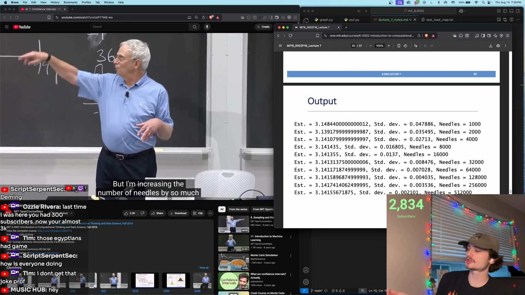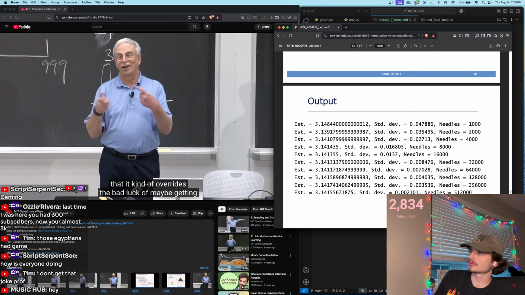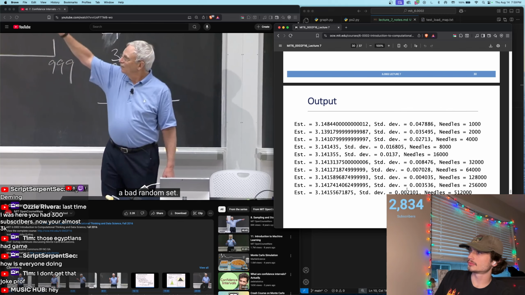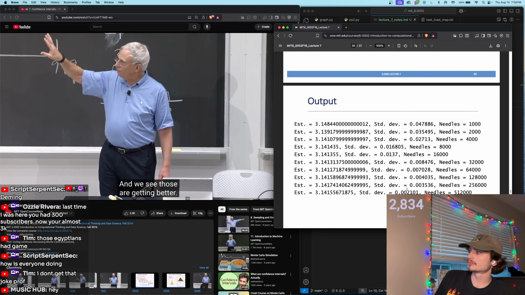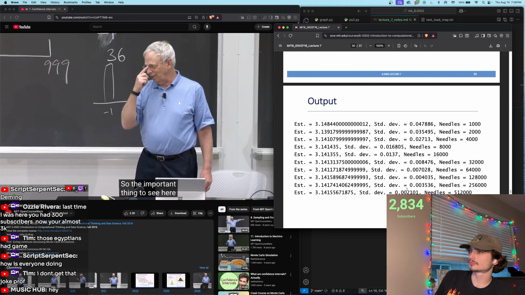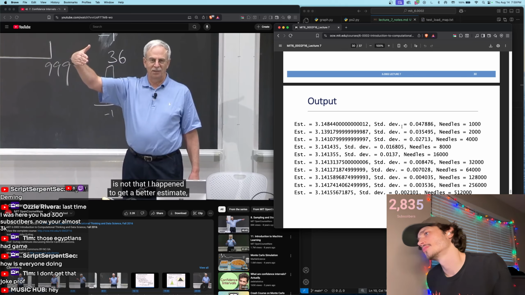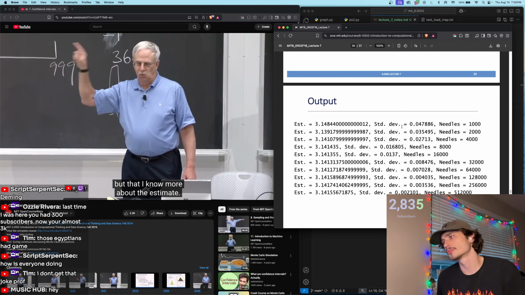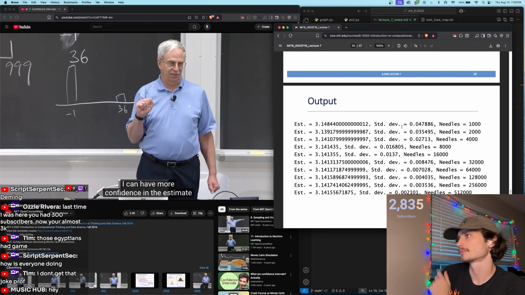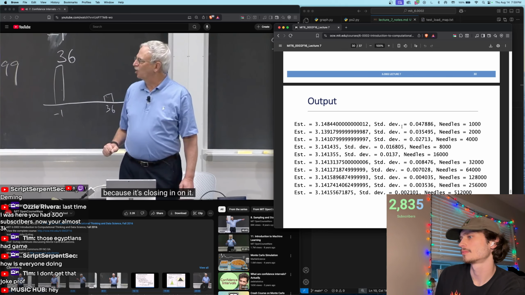But I'm increasing the number of runs by so much that it kind of overrides the bad luck of maybe getting a bad random set. And we see those are getting better. So the important thing to see here is not that I happen to get a better estimate, but that I know more about the estimate. I can have more confidence in the estimate because it's closing in on it.